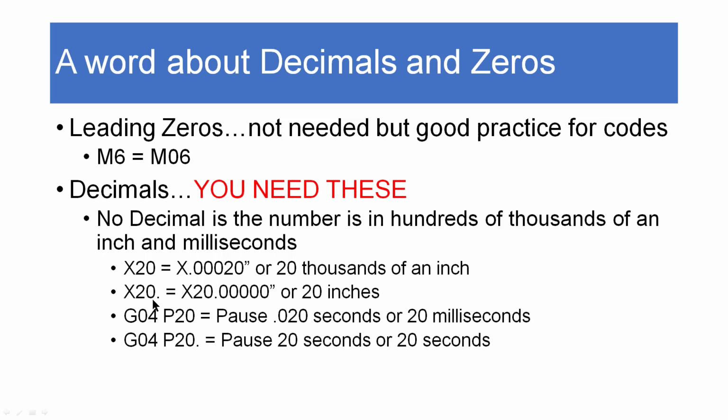That's different. Now the trailing zeros here, it carries these way out. That's 20 inches. Same thing for time. If I put in G04 P20, which means pause 20 seconds, or when I don't put the decimal in, it means pause for 20 milliseconds versus 20 point, which means pause 20 seconds. And that G04 is not right, but the P word is pause.